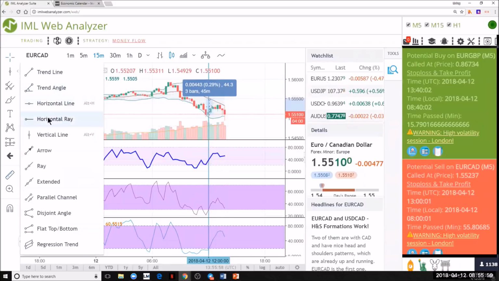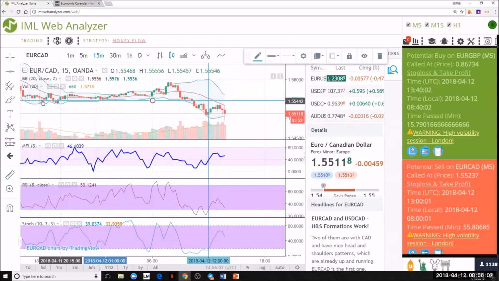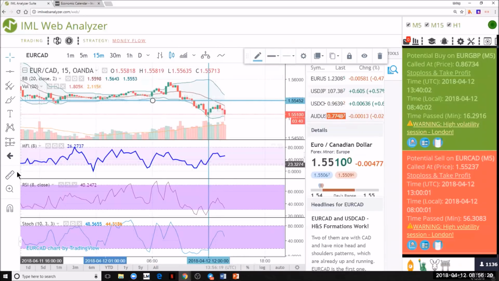The next thing I'm going to look for is an area of support or resistance, okay? Right here, I see that the market has a tendency to also bounce right here, okay? So you don't have to draw this line. That's just an extra step I take. So if you want to do this, that's fine.